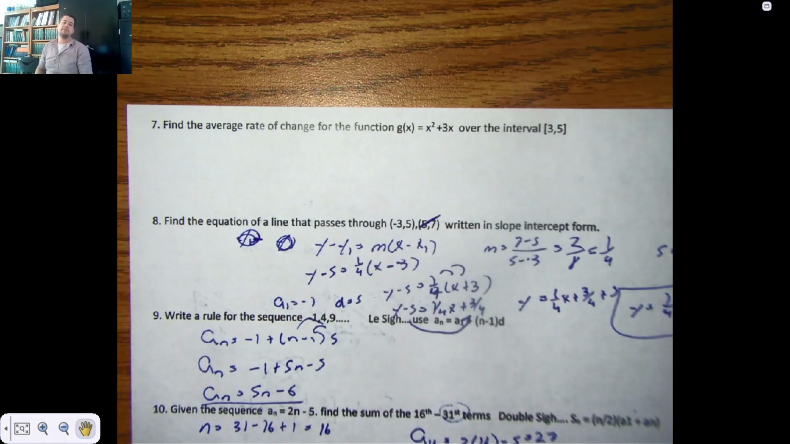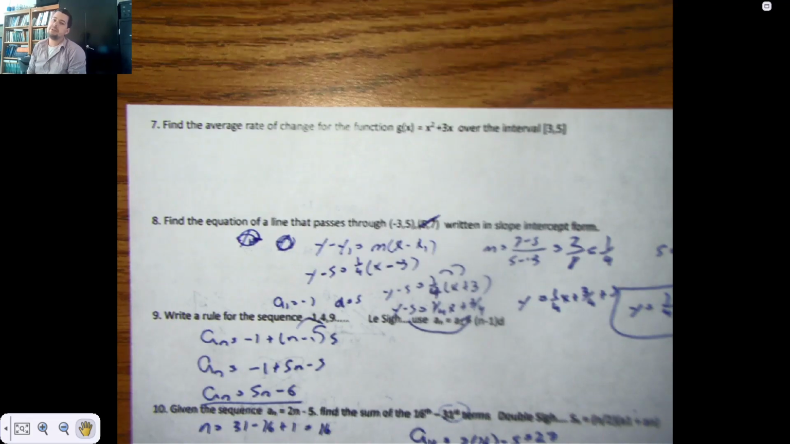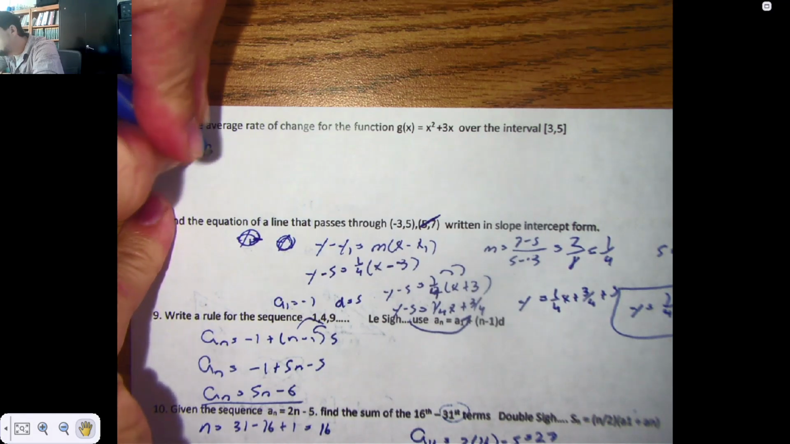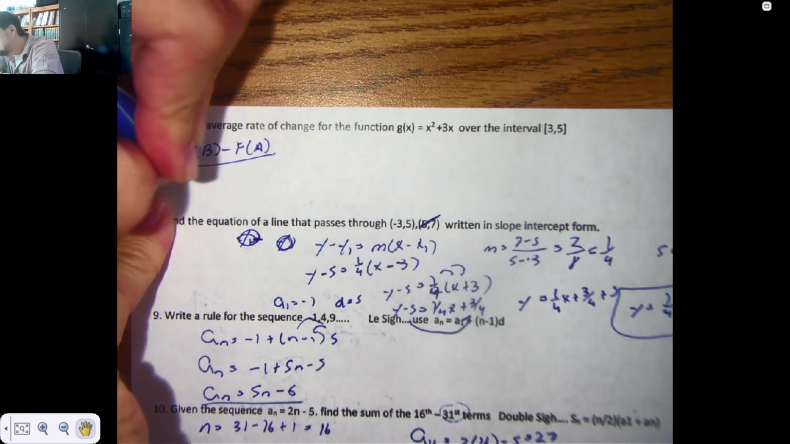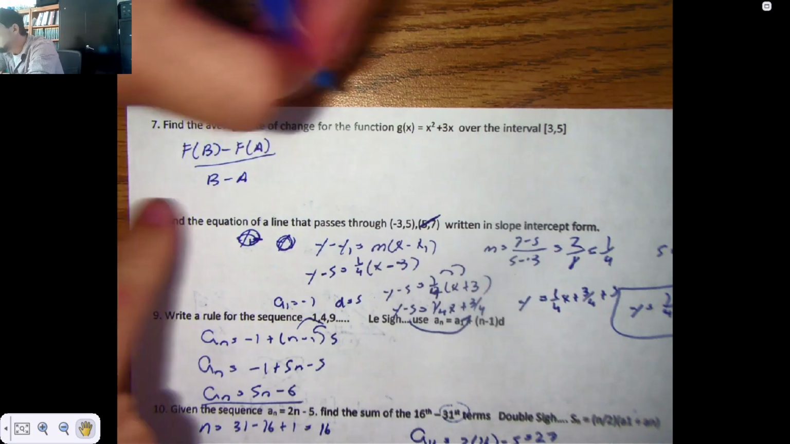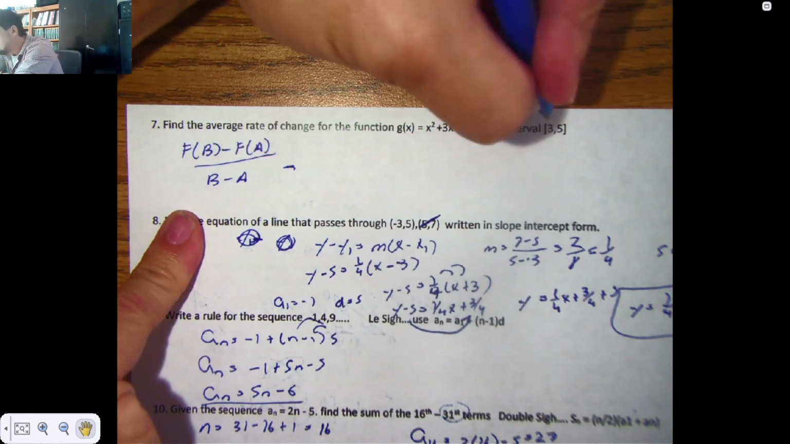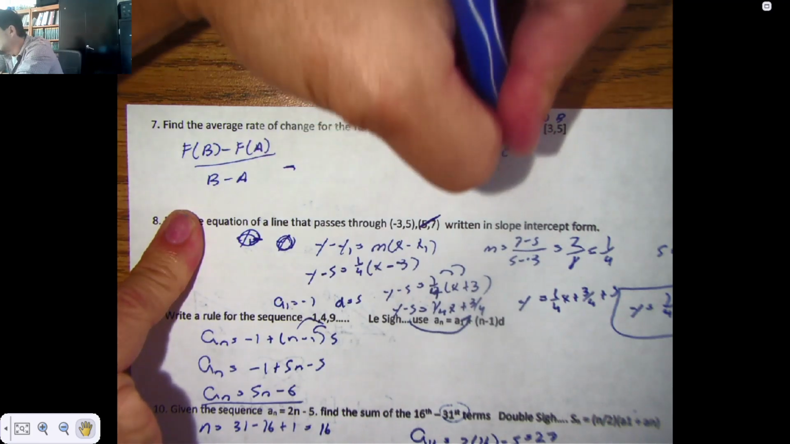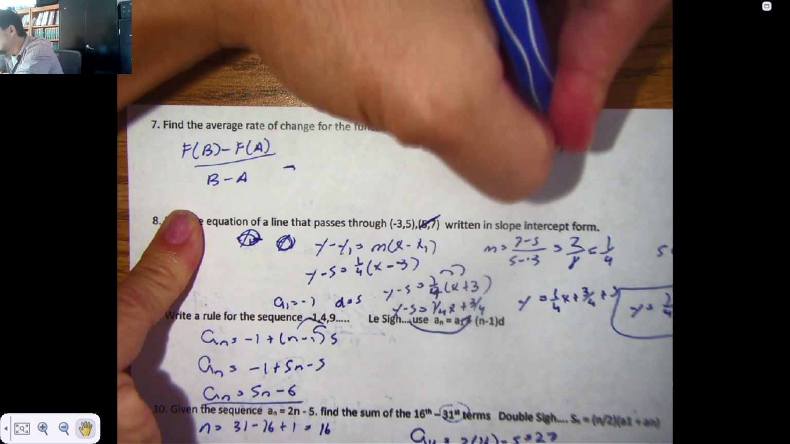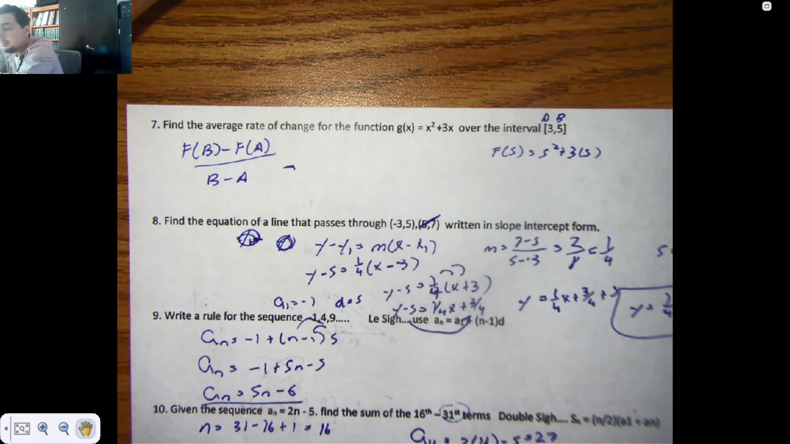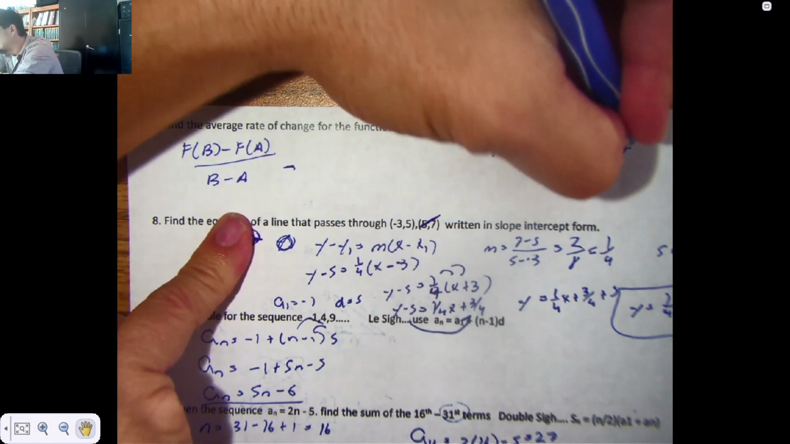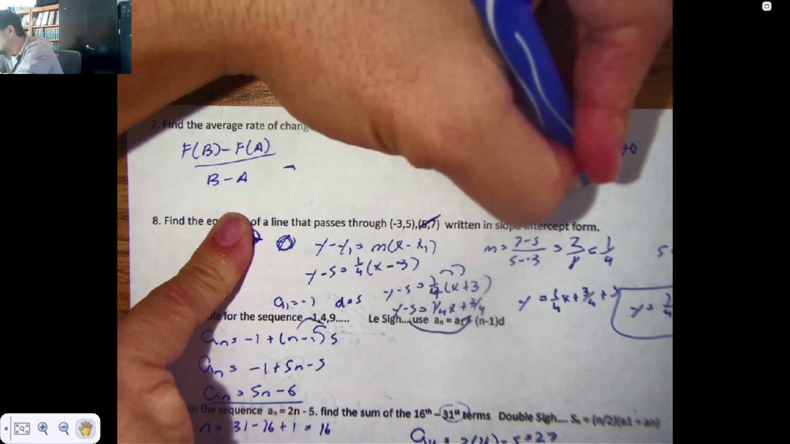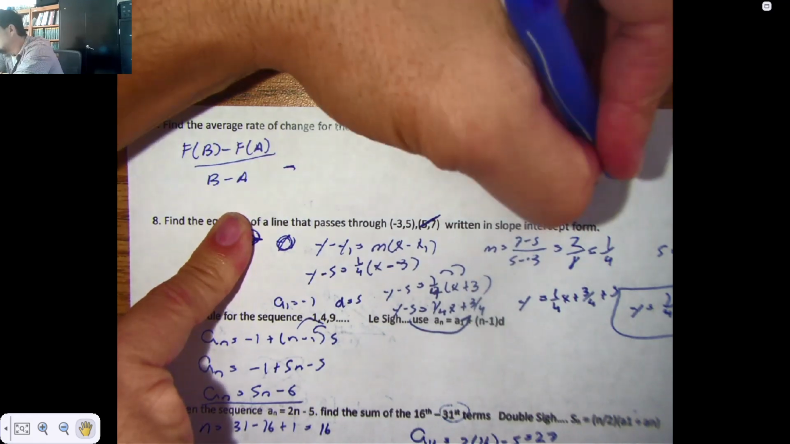All right, find the average rate of change for the function g of x is x squared plus 3x over the interval 3 to 5. We're going to be doing the old f of b minus f of a formula, sitting pretty over b minus a. So I need to figure out what f of 5 is, and I need to figure out what f of 3 is. F of 5 is 5 squared plus 3 times 5. That's 25 plus 15, which is 40. And f of 3 is 3 squared plus 3 threes, which is 18.